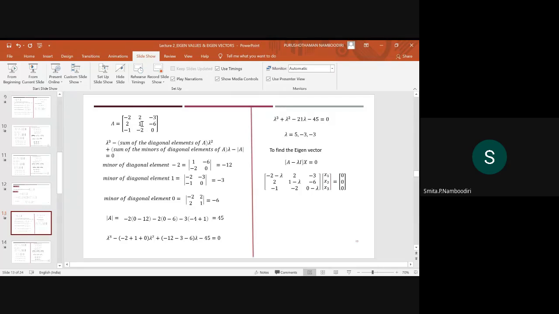Minor of the diagonal element 1 will be, leave out second row and second column, so 0 minus 3, that is minus 3. And similarly for this diagonal element, minus 2, 2, 2, 1, that is minus 2 minus 4, which is minus 6. Determinant of A comes out to be 45. Just check the values. The roots, even I have got 5, minus 3, minus 3.